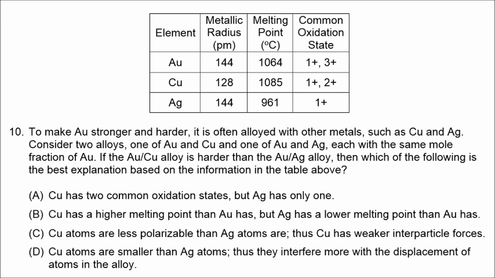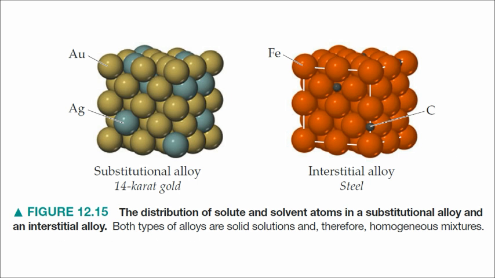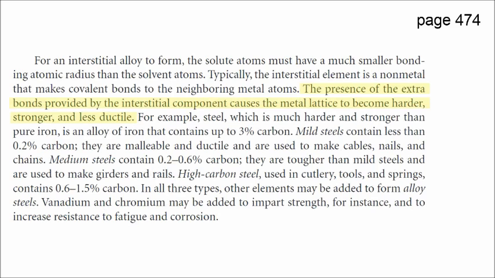Remember that there are two types of alloys, substitutional alloys and interstitial alloys. Now, a substitutional alloy, like in this example from your book, gold and silver, has two atoms whose radii are very similar. An interstitial alloy, in this example steel, iron and carbon, the carbon is much smaller and fits in between the spaces. So in our example, if we can see the presence of extra bonds provided by the interstitial component, that is the smaller atom, it will cause the metal lattice to become harder, stronger, and less ductile.